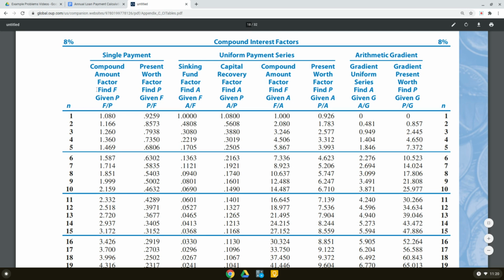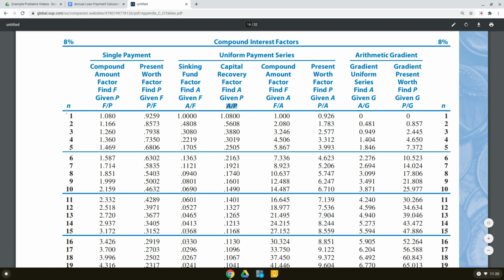If you look at these column captions, you will see there are various factors that we can pick up from this table: F given P, P given F, A given F. If future value is given and we want to find out equivalent annual payments, that would be the A given F factor. For us right now, the uniform payment series factors are important, and particularly we are looking for annual payment given present value, the A given P factor. So this is the column we should be looking at.